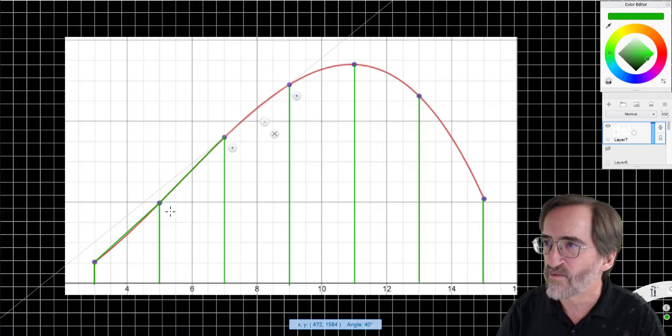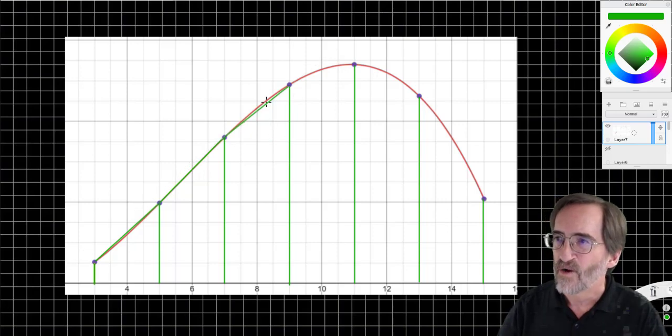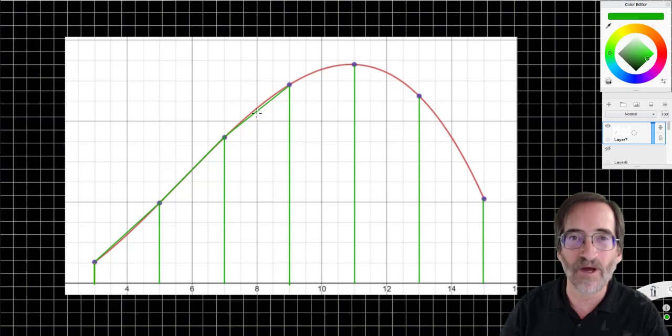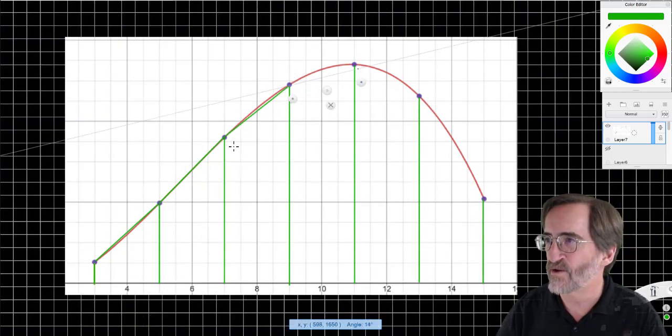This one, notice now, is going to be a slight underestimate. And you notice it has to do with the curvature. When we are concave down, the trapezoid method produces an underestimate. When we're concave up, the trapezoid rule produces an overestimate. We actually have more area than we need.